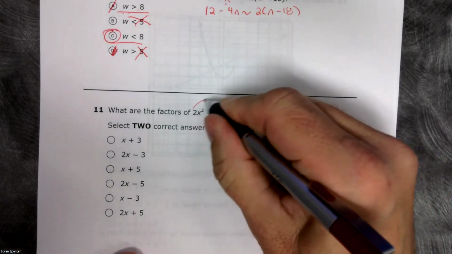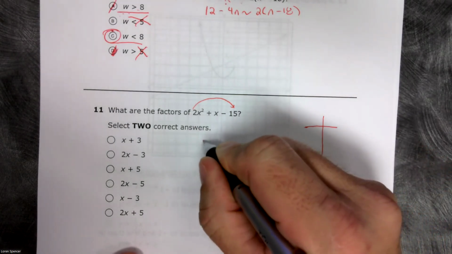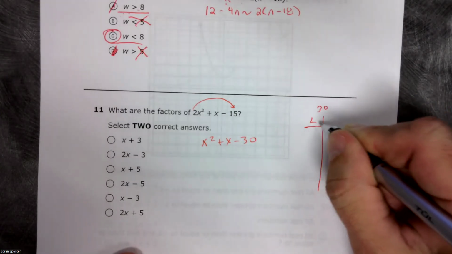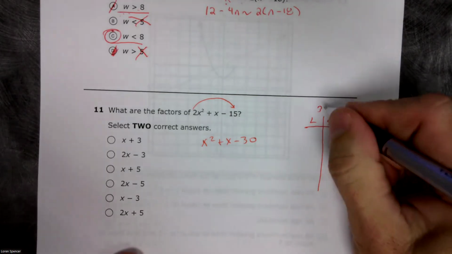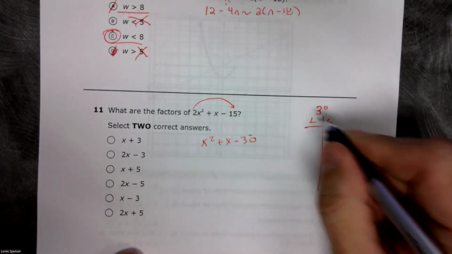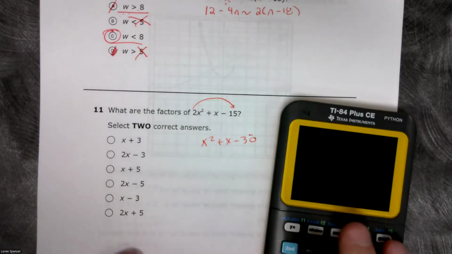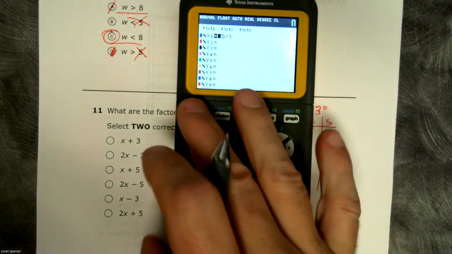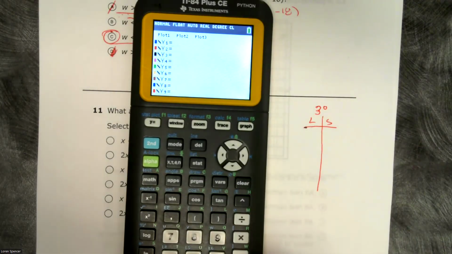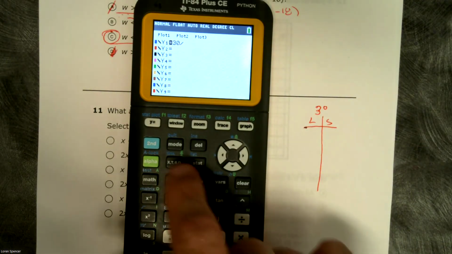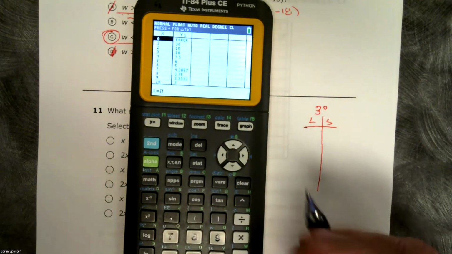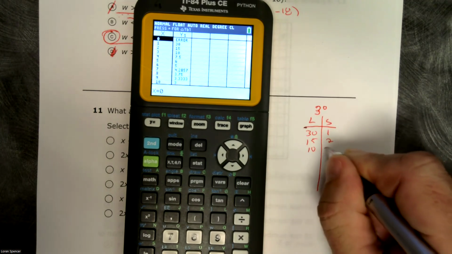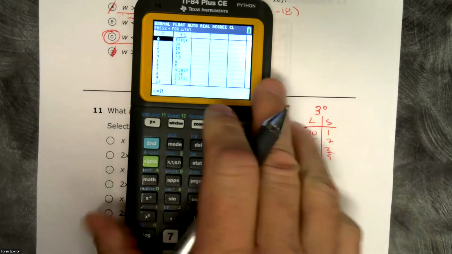I have to multiply across, and this becomes x squared plus x minus 30. So I need the factors of 30, always with the large factors on the left. So this will always be a. So we're going to go y equals 30 divided by x, blue graph, and we have 30 and 1, 15 and 2, 10 and 3, and 6 and 5.